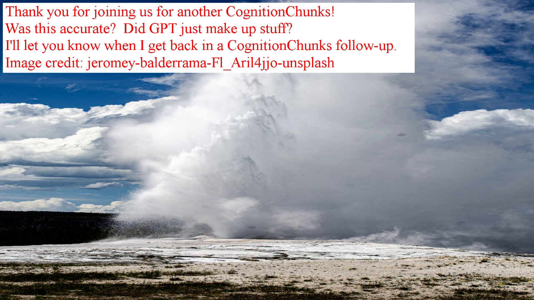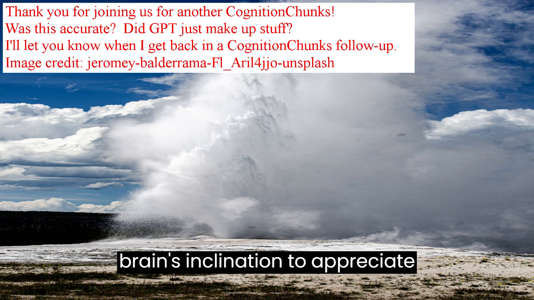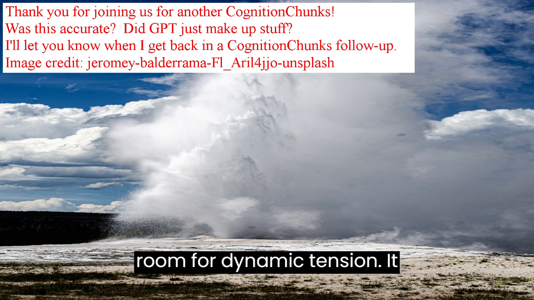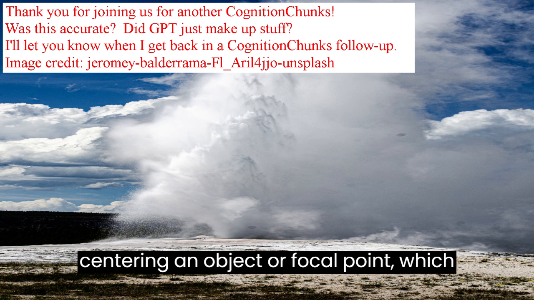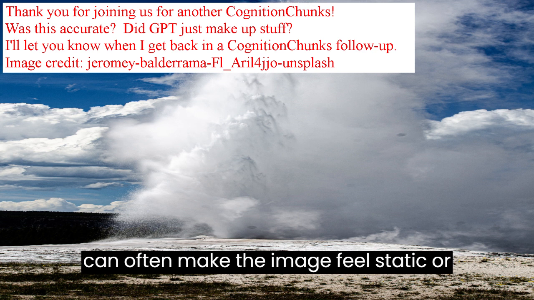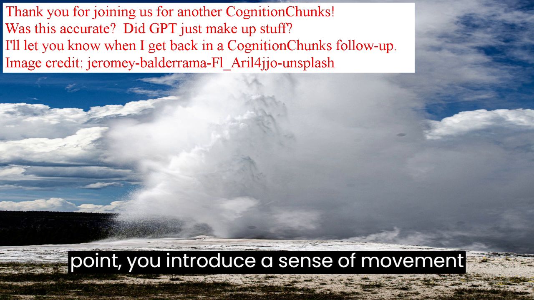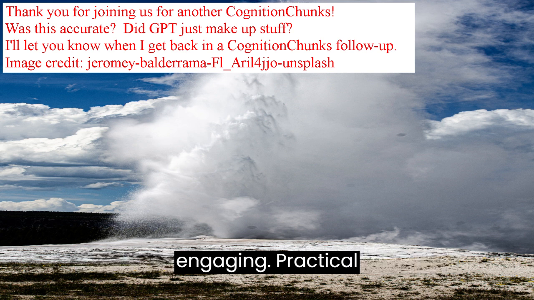Why it works? The rule of thirds taps into the human brain's inclination to appreciate symmetry and balance while still leaving room for dynamic tension. It avoids the rigidity that can come from centering an object or focal point, which can often make the image feel static or lifeless. By offsetting the focal point, you introduce a sense of movement and complexity, making the image more engaging.